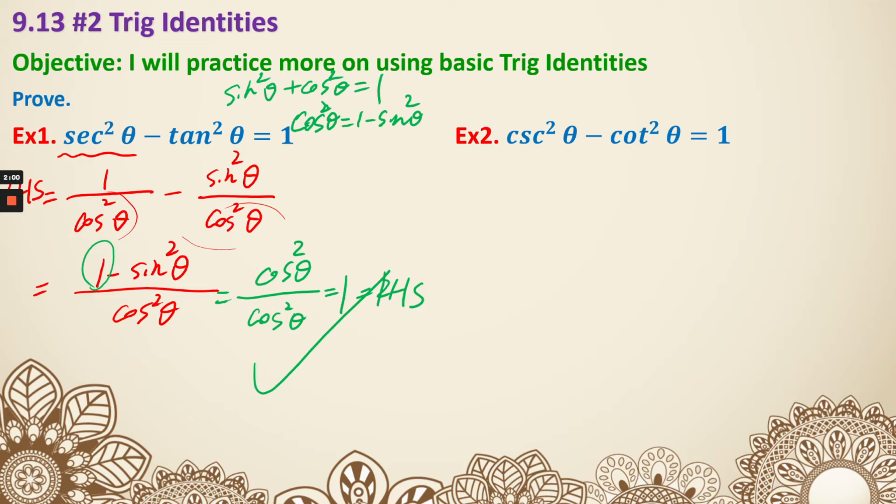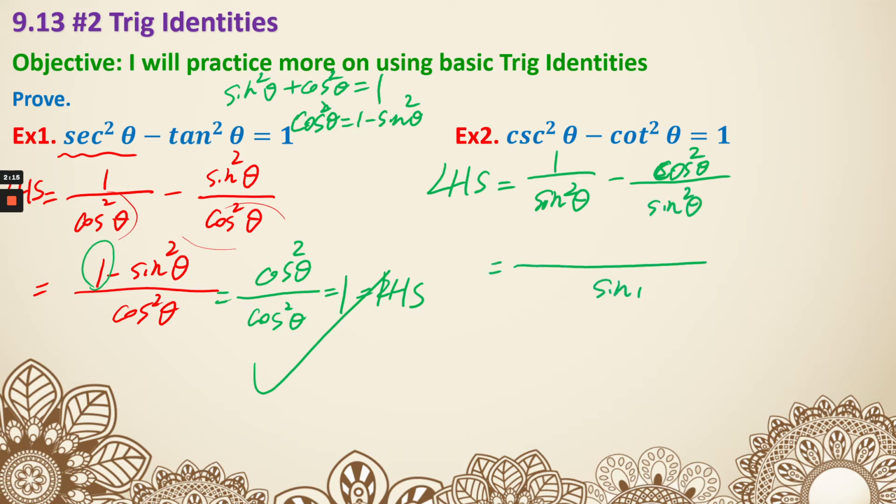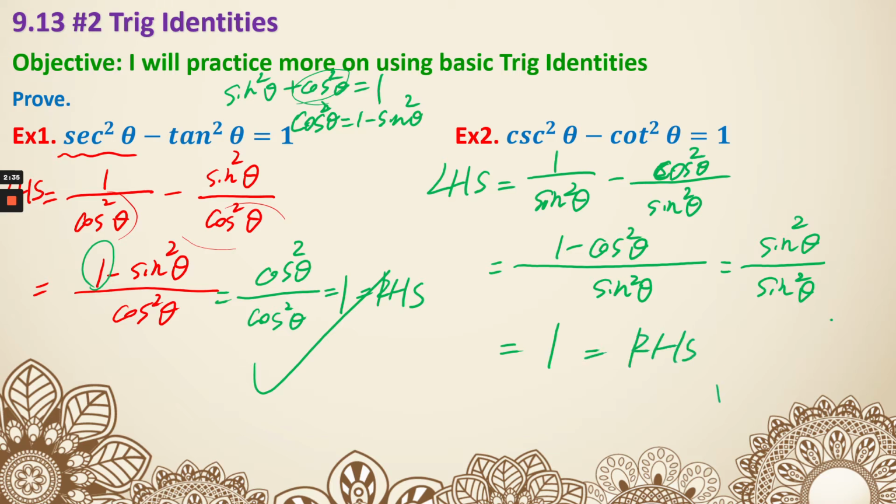We're still going to rewrite everything. So on the left-hand side, cosecant squared is 1 over sine squared, and cotangent squared is cosine squared over sine squared. Now we see the common denominator is sine squared. The top is 1 minus cosine squared. In that case, if you look at the same equation, this time I subtract cosine squared on both sides, and that's got to be sine squared. Sine squared over sine squared is 1, which is our right-hand side. So we got it right.